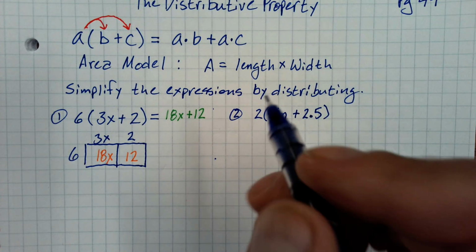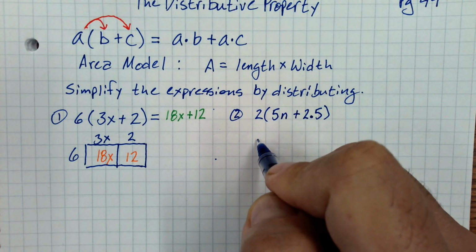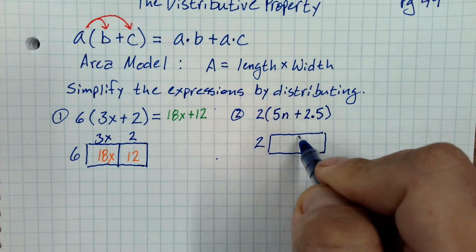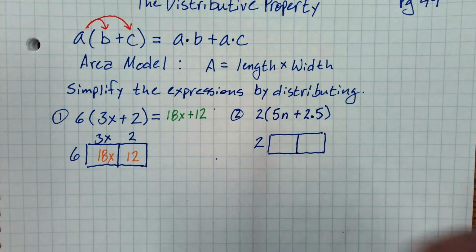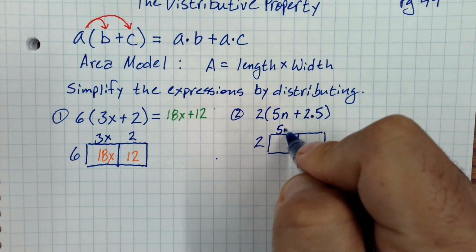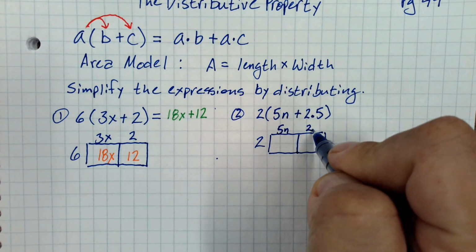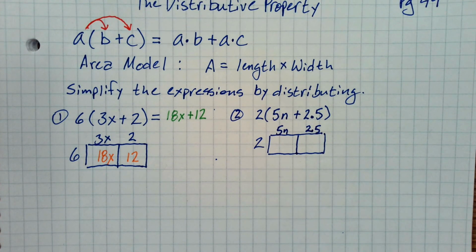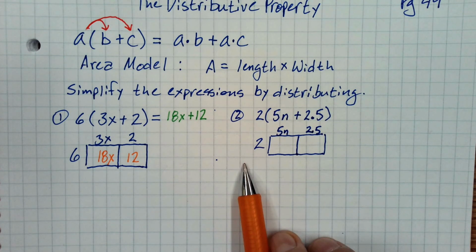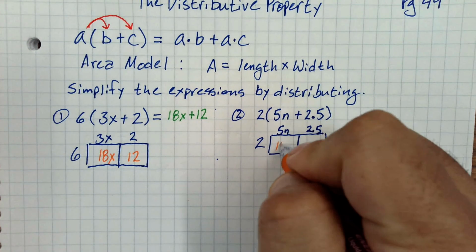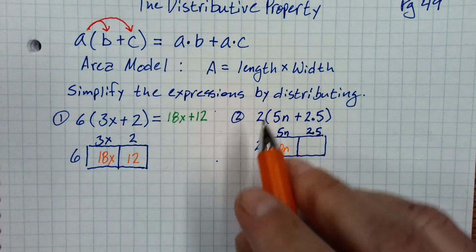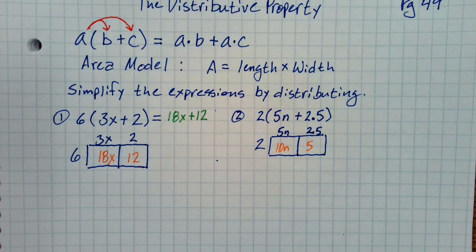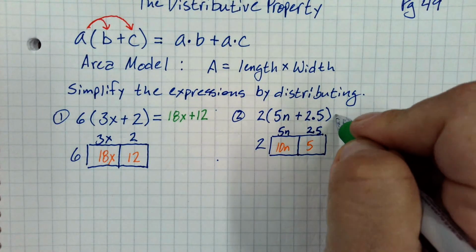So let's set up the area model. We're going to do 2, and then we're going to figure out the area. That'll be the answer, basically. Over here, it's 5n, and then positive 2.5. So let's go ahead and figure out the area. Multiply through: 2 times 5n is 10n, and 2 times 2.5 is 5. So that gives us an answer now: 10n plus 5.